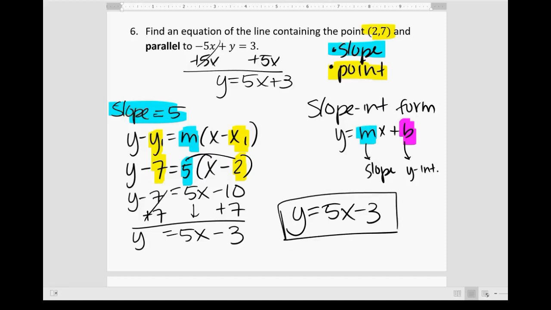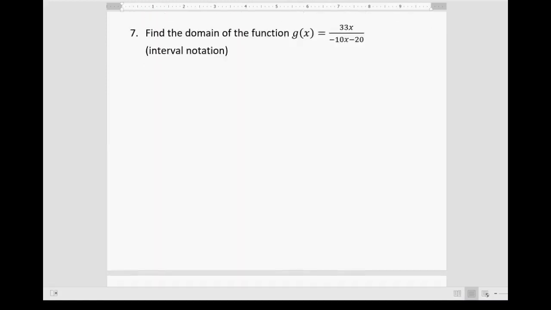Okay? All right. Number 7, find the domain of the function g of x equals 33x over negative 10x minus 20.